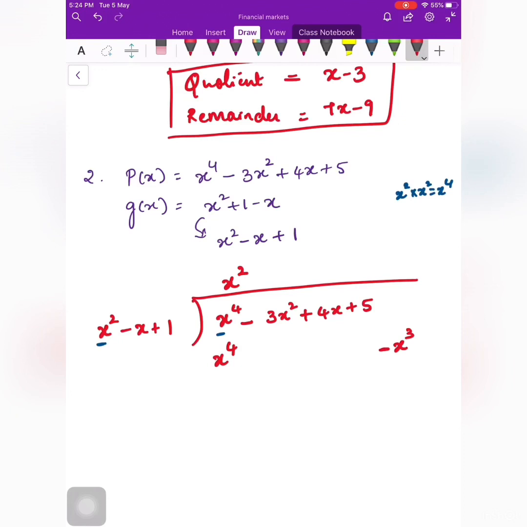Next here you have plus and plus. Plus 1 into x square is plus x square. So you have an x square term, so just place it beneath that. For the other terms you can just place 0 or leave them as they are. Now you change the sign. So I'm going to change this to minus and this to plus. So you know that this cancels out.